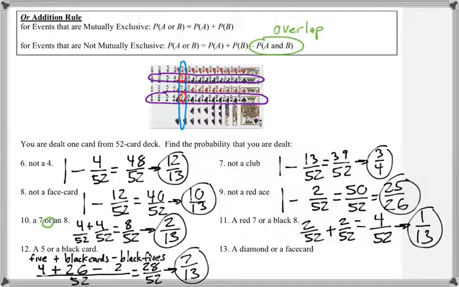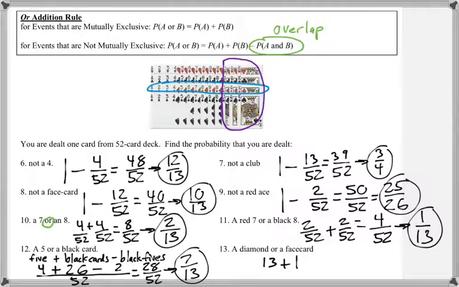Number 13 says, find the probability that you are dealt a diamond or a face card. So we have 13 diamonds, and we have 12 face cards, and then we need to subtract the overlap. So how many cards are both diamonds and face cards? That would be these 3 right here.